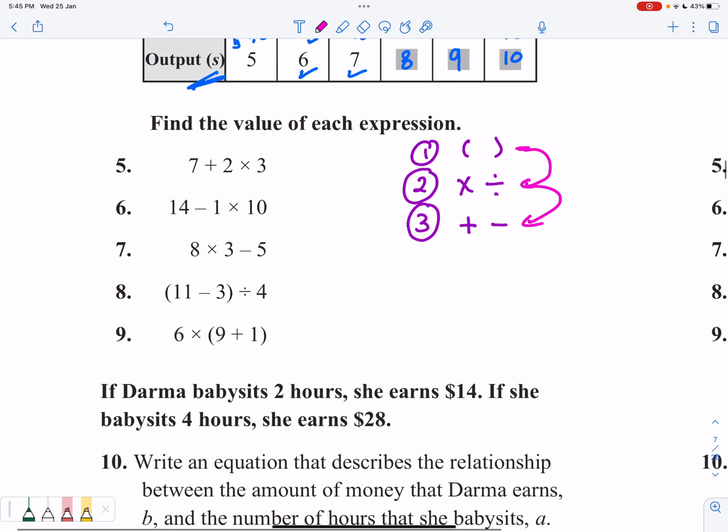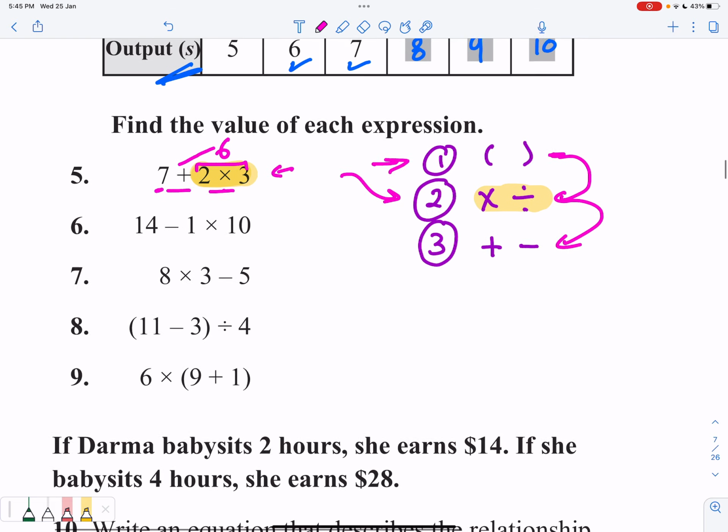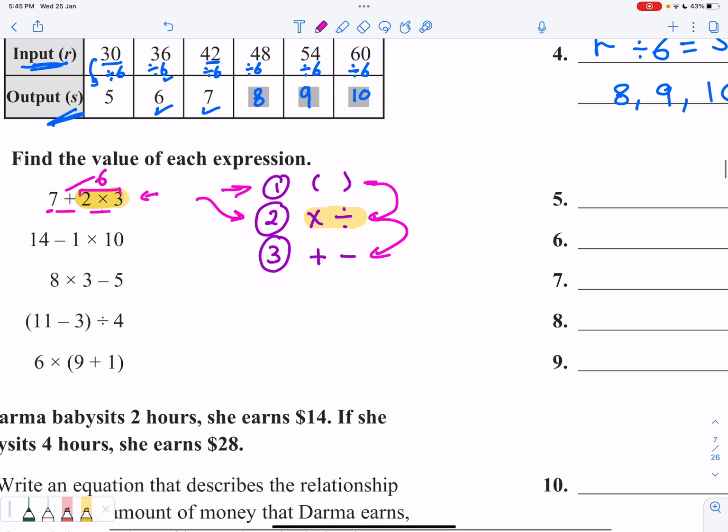So let's see here, what do we have? I have 7 plus 2 multiplied by 3. So I have adding and multiplying. So of course we do the multiplying first. Here we don't have parentheses, so we go to the second one. I need to work the multiplying first. 2 times 3 equals 6. Then you do the other operation. You have 7. 7 plus 6, that would be equal to what? That equals 13.